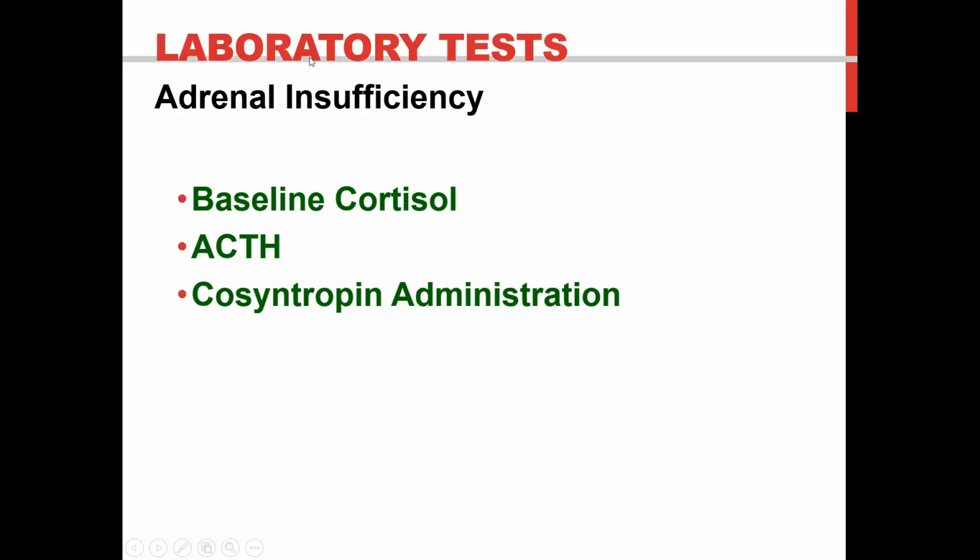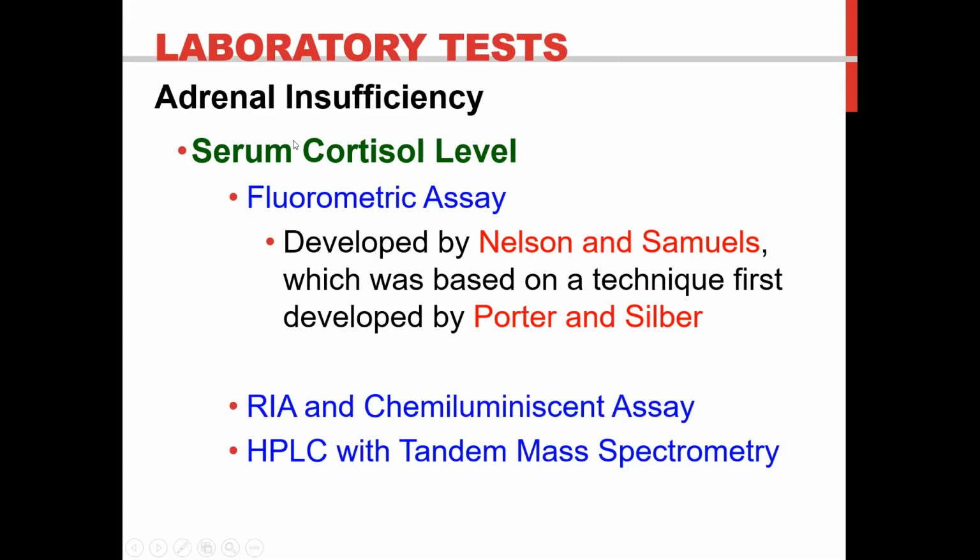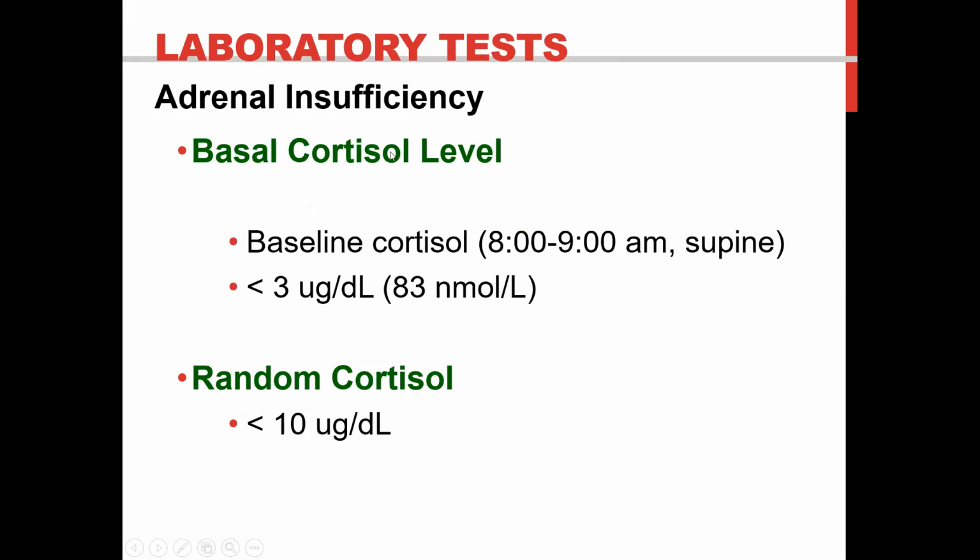And for the tests, we have the baseline cortisol, ACTH, and cosyntropin administration. Just read on that, class. For the serum cortisol level, we can do a fluorometric assay. This is an assay developed by Nelson and Samuels, which is based on a technique first developed by Porter and Silver. And we can have the radioimmunoassay and the chemiluminescent assay, and also the high performance liquid chromatography with tandem mass spectrometry.